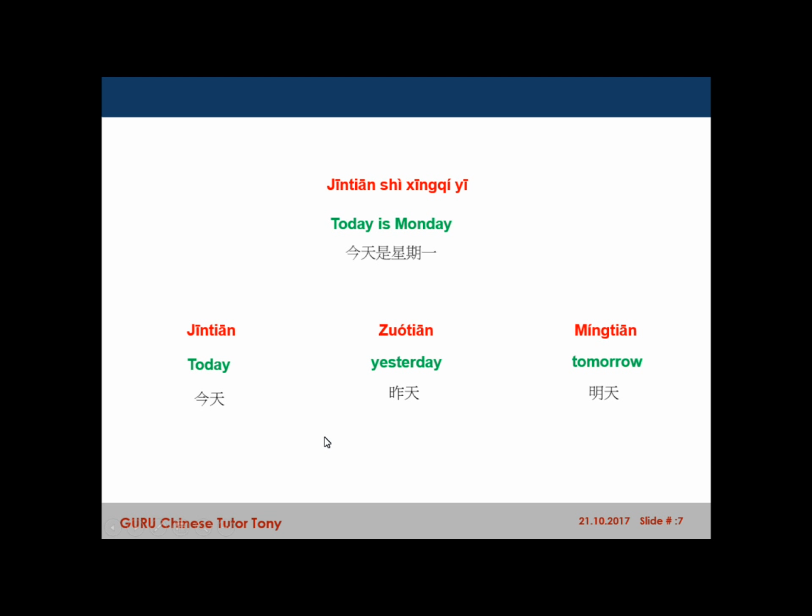Okay, so for the week, Monday to Sunday, we can also say today is Monday, yesterday is Sunday, tomorrow is and so on. 今天 is today, 昨天 yesterday, 明天 tomorrow. 今天是星期一, today is Monday.